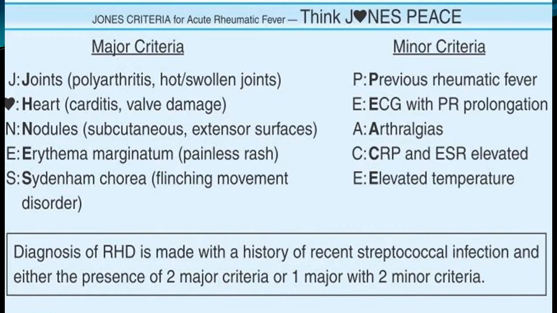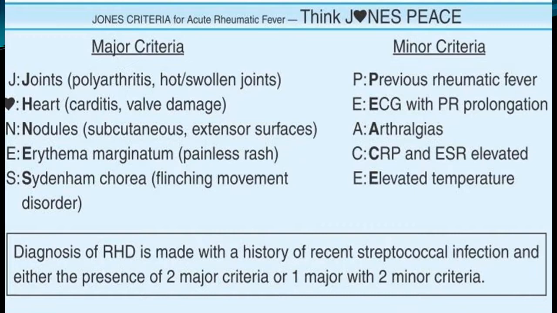E is erythema marginatum. This is a painless rash which is again seen in the lower limb most commonly, but can be seen in the upper limbs as well as in torso. S is for Sydenham chorea. This is flinching movement disorder. Minor criteria P's. Previous rheumatic fever. If somebody has previous rheumatic fever and this time again he has sign and symptoms consistent with rheumatic fever, this is one of the minor criteria.